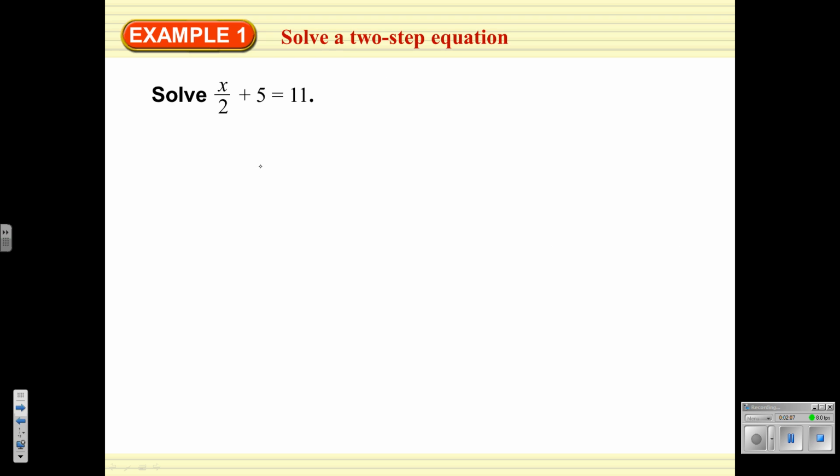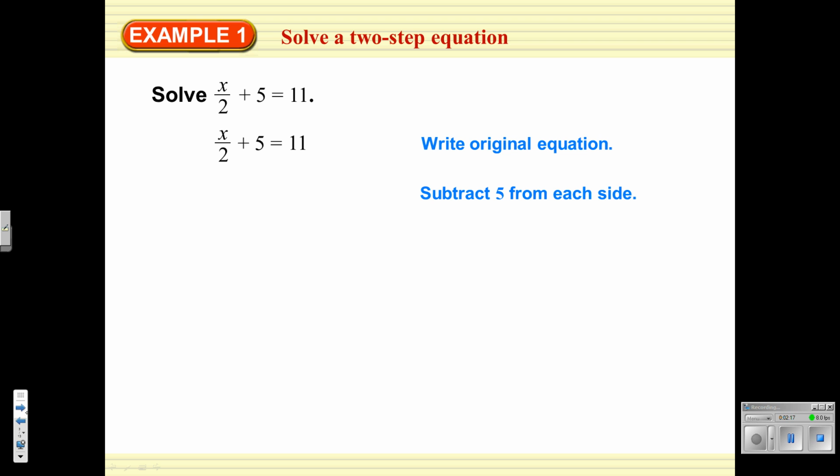It sounds confusing when we talk about it, but here's the actual problem. So write your original equation in your notes: x divided by 2 plus 5 equals 11. And then we're going to subtract 5 from each side. That's how we isolate x, because this way the positive 5 and the negative 5 add to 0, leaving us with x divided by 2. So we always want to get our x term alone, whatever that is, whether it's 4x, 2x, just x, x divided by 2, 1/3 x, whatever it is, we want to get the term with the x in it by itself. And we've done that.